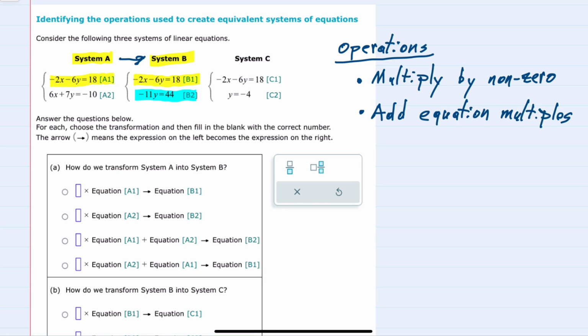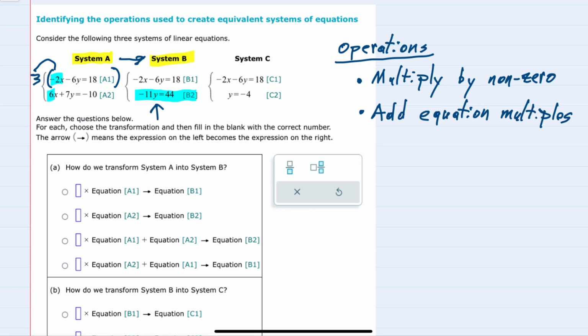So in part A here, the question is, how do I move from the equations in System A to get this second equation in System B? And the first thing I notice is that there isn't an x term in this second equation. So the operations that I do on System A will need to cancel out the x term. Looking at the coefficients in front of x, one of them is a -2, the other is a +6. If I want to cancel those, I would want them to be the same value but different signs, and I can accomplish that by multiplying System A here by a +3.